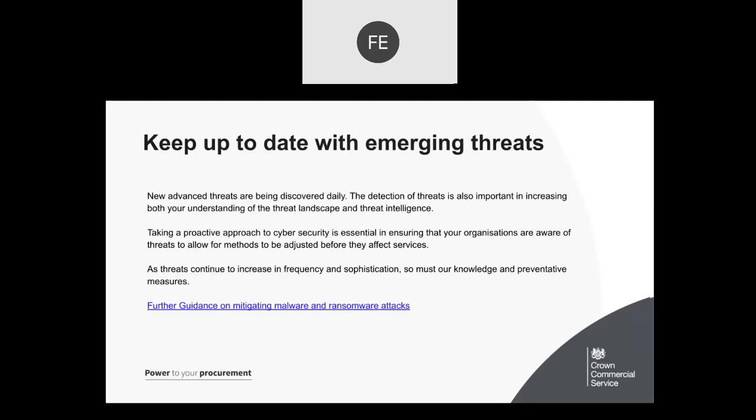Keep up to date with emerging threats. As new advanced threats are being discovered daily, the detection of threats is also important in increasing both your understanding of the threat landscape and the threat intelligence. Taking a proactive approach to cybersecurity is essential in ensuring that your organisations are aware of threats, to allow for methods to be adjusted before they affect your services. As threats continue to increase in frequency and sophistication, so must our knowledge and preventative measures. There's also further guidance on mitigating malware and ransomware attacks here.